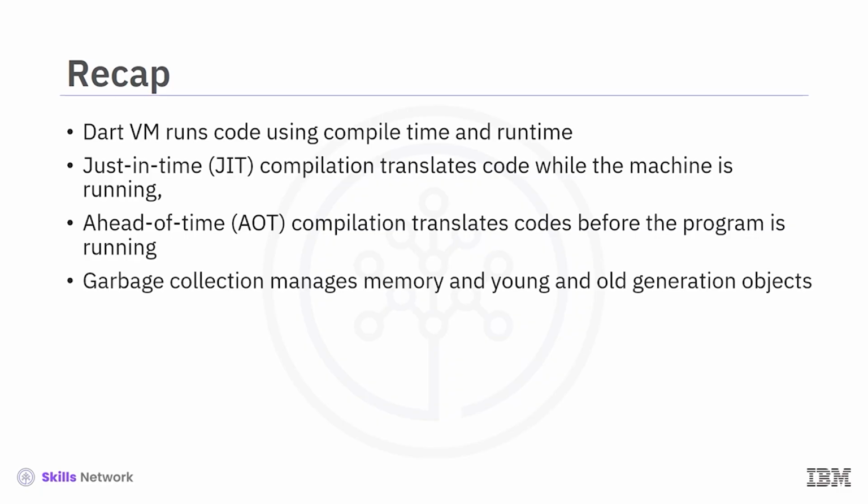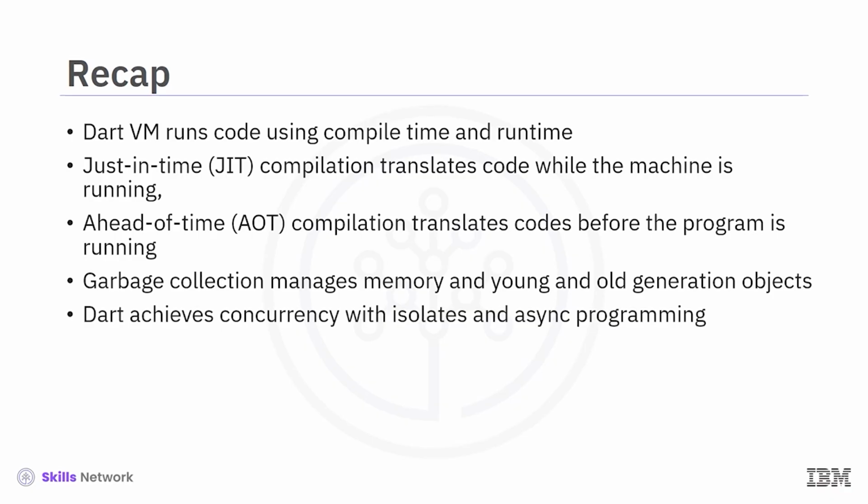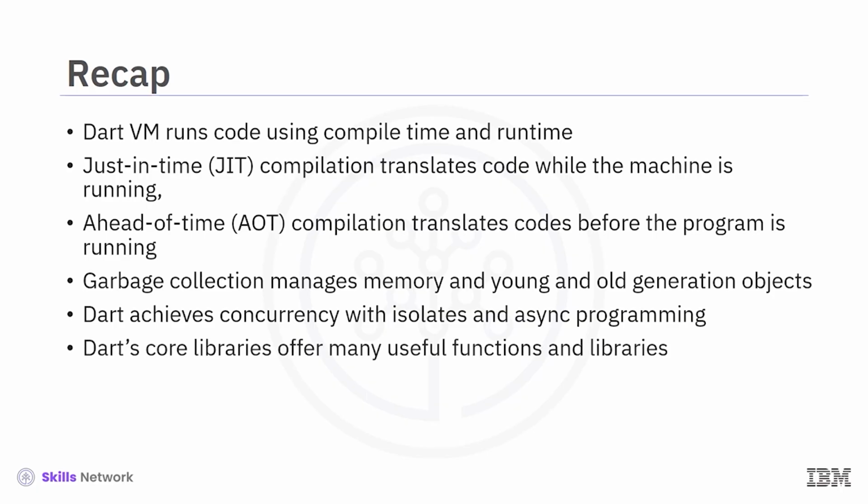Garbage collection helps manage memory and automatically cleans up unneeded young generation or temporary and old generation objects. Dart achieves concurrency with isolates, which run at the same time without sharing memory, and async programming, which uses async and await to keep the code running. Dart has core libraries such as Dart Core, Dart Async, Dart I/O, Dart Convert, and Dart Math, which offer many useful functions and classes.